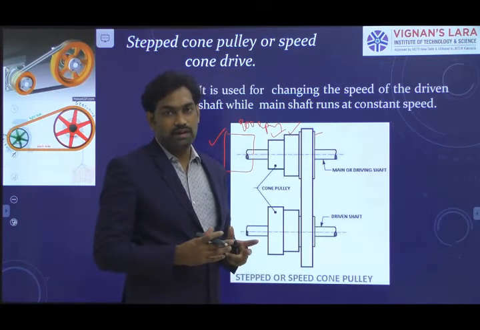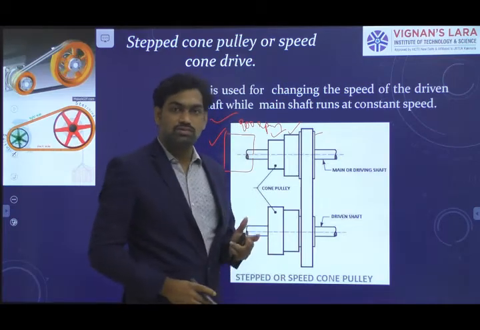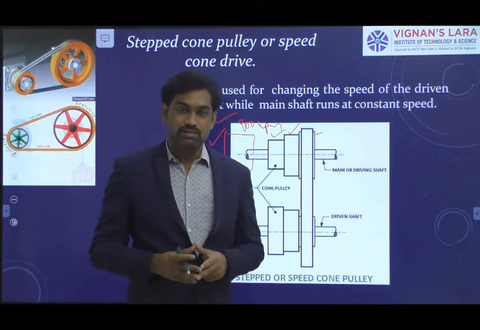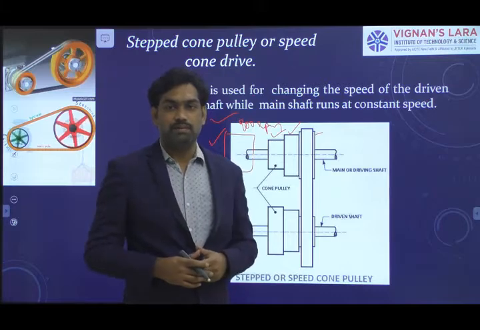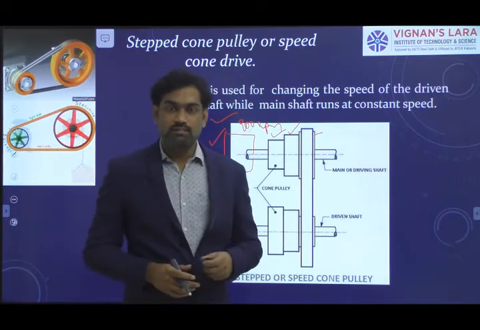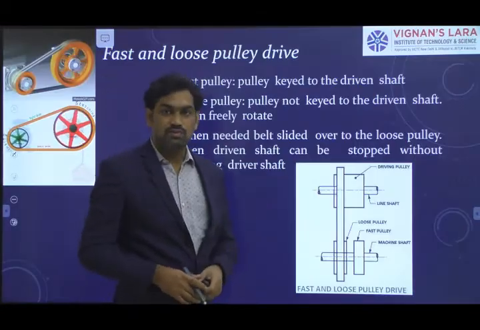Clear? This is the main advantage of the stepped cone pulley drive. It is used to obtain variable speeds, a range of speeds, without changing the speed of the driving member. Clear? So that is the stepped cone pulley drive, and the fourth one is the fast and loose pulley.